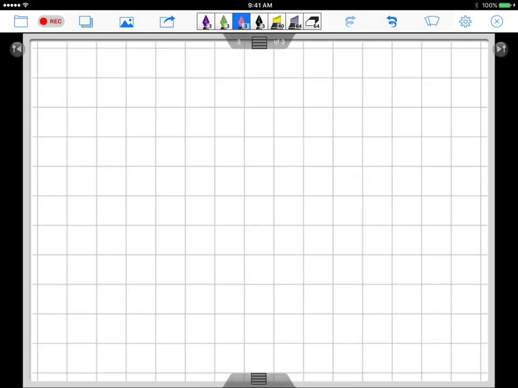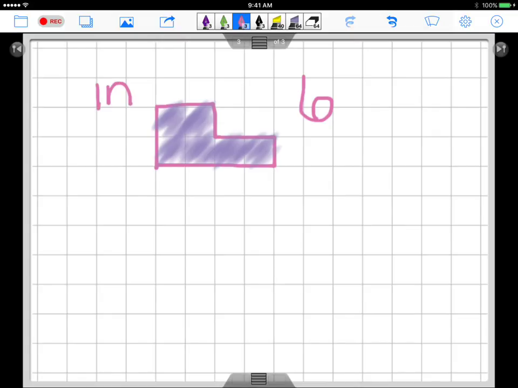Looking at area, what you're going to do with the lesson we did today is pretty simple. You're just going to count the square units. So for instance, this one is 1, 2, 3, 4, 5, 6. So the area of this is 6, but you want to make sure to put the unit. So let's act like these are each a square inch. So you would say 6 inches squared, or 6 square inches.